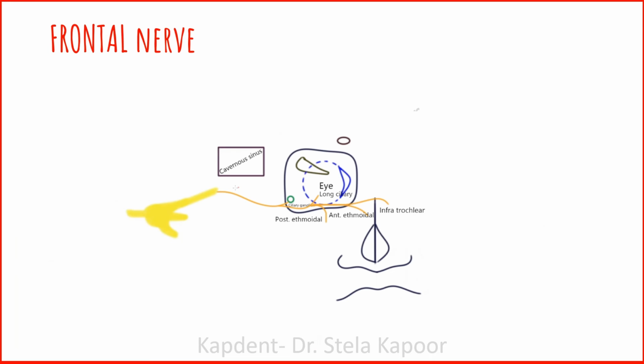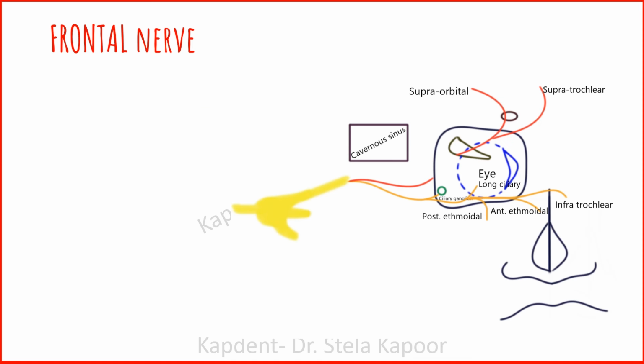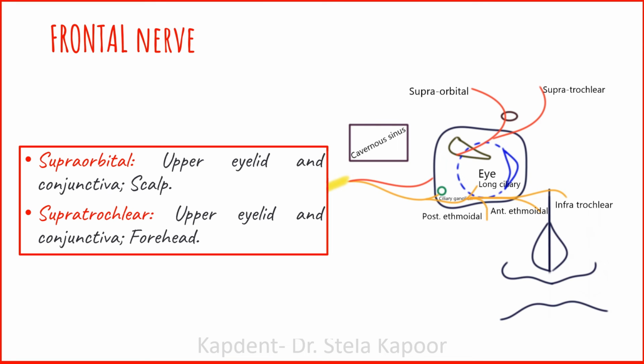The frontal nerve travels anteriorly into the orbit and divides into two branches, the longer supraorbital and the shorter supratrochlear nerve. The supraorbital branch supplies the upper eyelid, conjunctiva, and the scalp as far back as the lambdoidal suture, while the supratrochlear nerve is limited to the forehead.